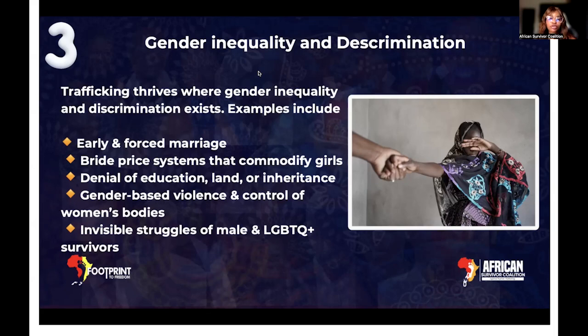And I understand that the issue of LGBTQ is a very sensitive topic in many African communities, but ignoring it doesn't make the problem go away. And when we allow this sort of discrimination to continue, we leave people unprotected. So we must begin to build leadership that includes all survivors, regardless of their gender or their identity. If we are truly serious about tackling this issue and also preventing it, we have to be willing to name these patterns and work to change them. Next slide, please.